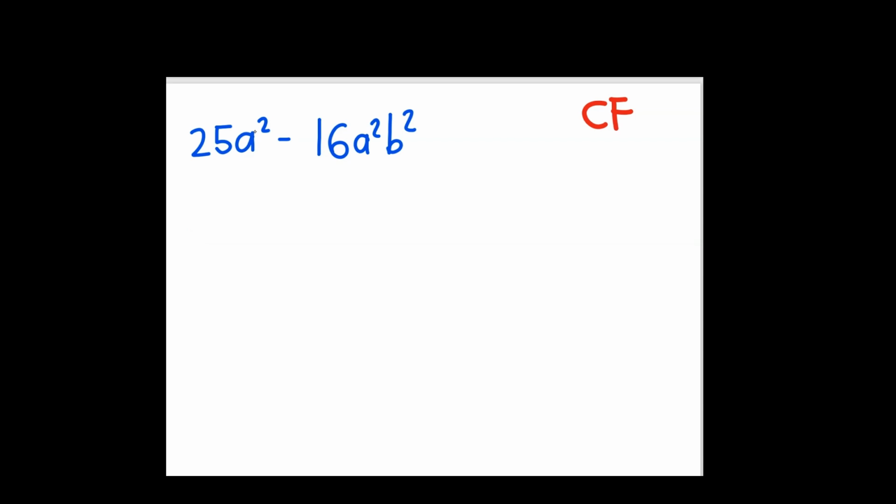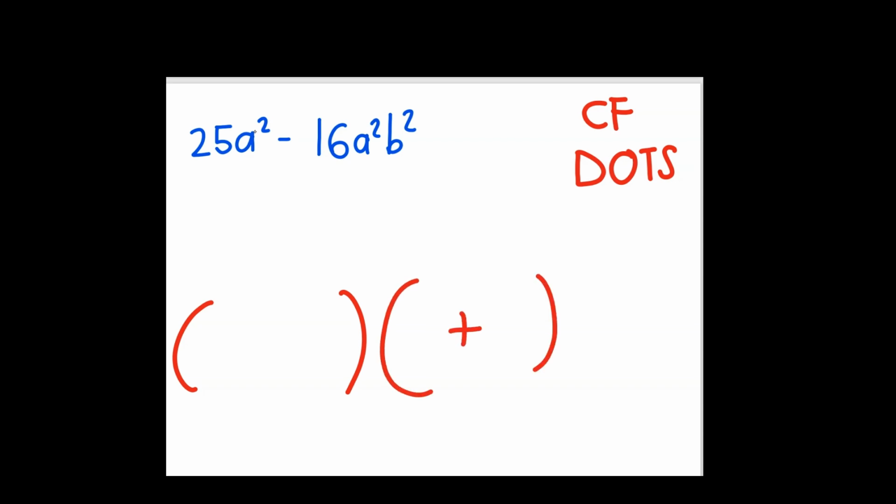Okay, so let's say we didn't have a common factor. Next, we would check DOTS. Here I do have two square numbers. So immediately I'm going to write two brackets with a plus and then a minus. Doesn't matter which order. The square root of the first term: the square root of 25 is 5, the square root of a squared is just a. And so we're going to put that in the front of both. And then the second term, the square root of 16 is 4, the square root of a squared is a, and the square root of b squared is b. So I'm going to put that in both.